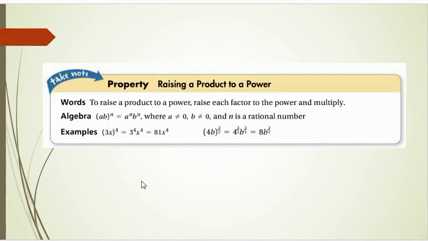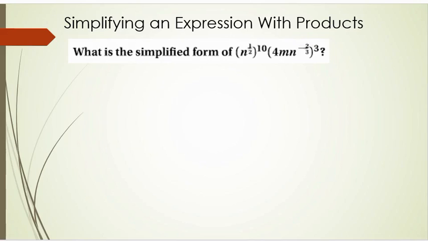So, for example, you have (3x) raised to the 4th power. That really means you have 3 to the 4th times x to the 4th. If I have (4b) raised to the 3/2 power, that really means I have 4 to the 3/2 times b to the 3/2. So let's look at an example.